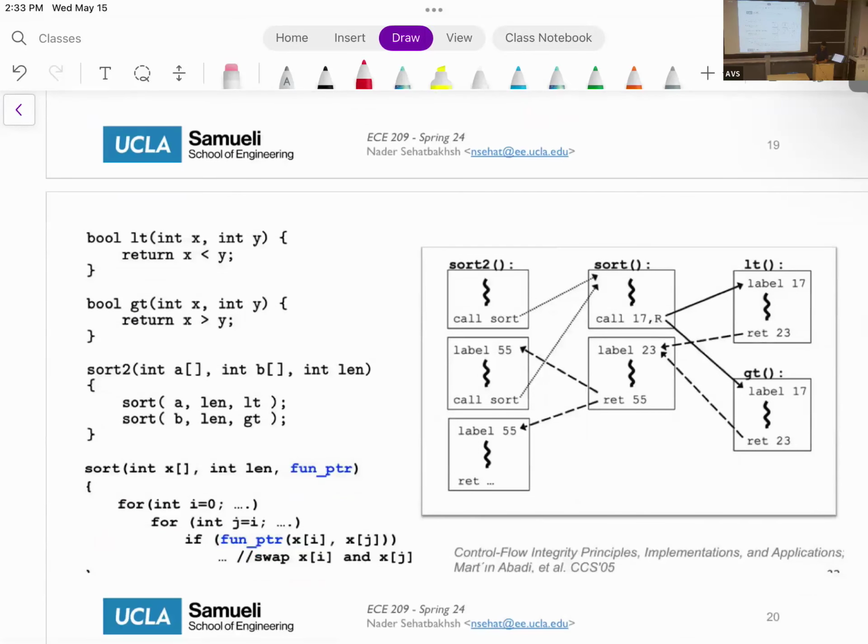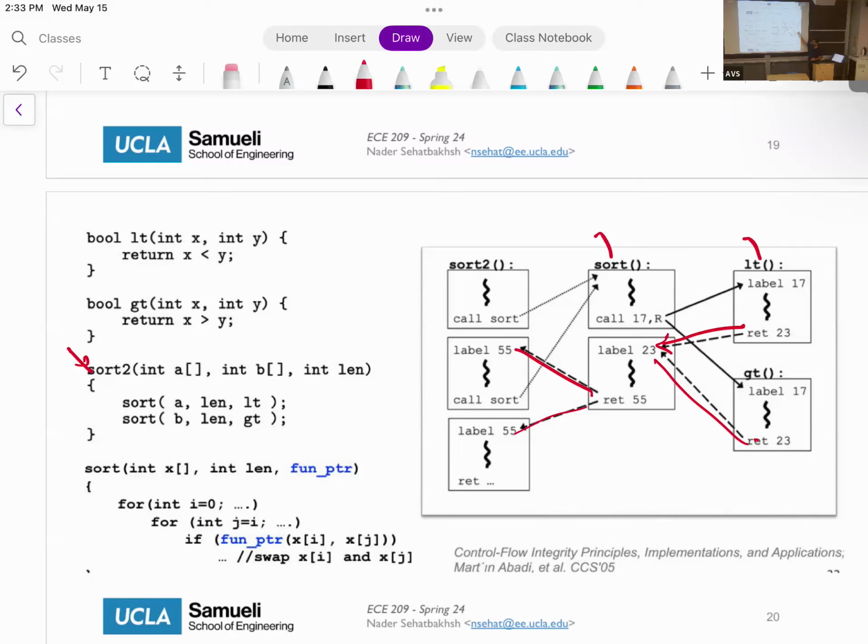An example of this is that control flow integrity was first introduced in 2005. The idea is that you have code like this, with a bunch of different functions like lt sort and sort two, and then you have this weird distribution of different instructions, where from here you can jump to here or here, from here you can jump to here, and so on and so forth.